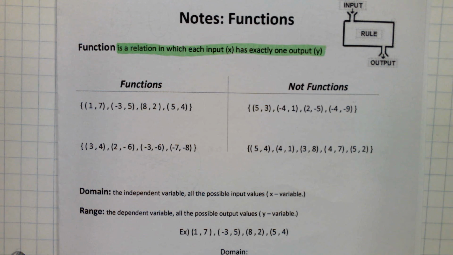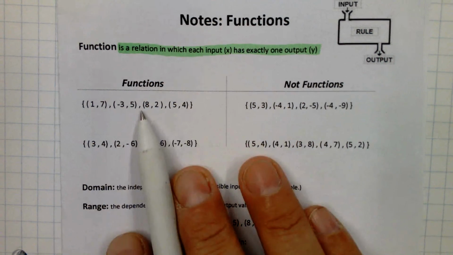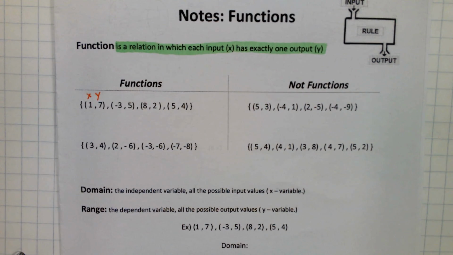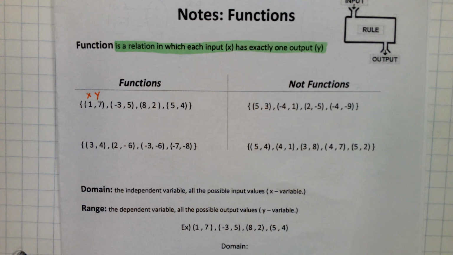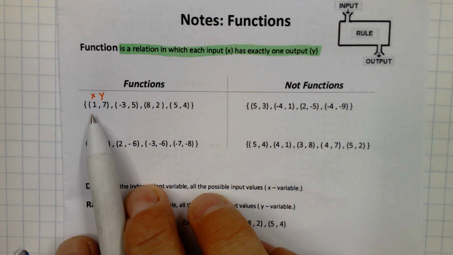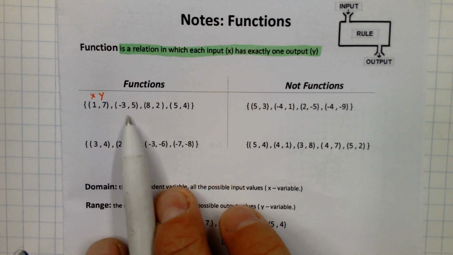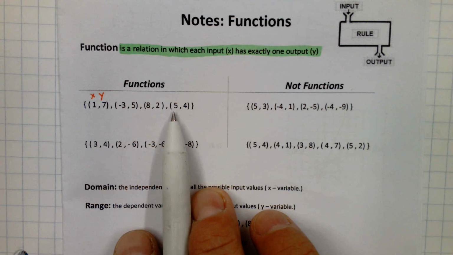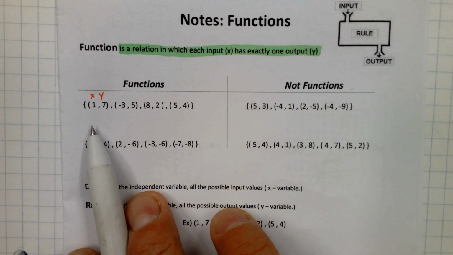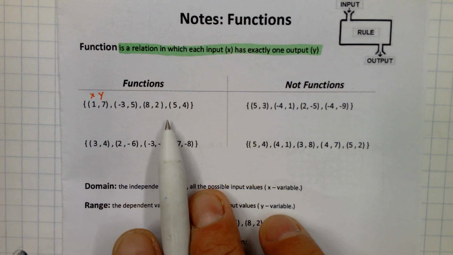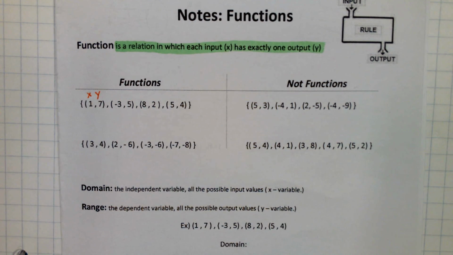But let's just see. These are examples of things that are functions. And I want you to pay attention to the x values and the y values, and the ordered pairs. So we're going to start looking at ordered pairs. Look at every x value. We got 1, -3, 8, and 5. Do any of the x value numbers repeat? Do they pop up more than once? That's what makes them a function. The x values never repeat.